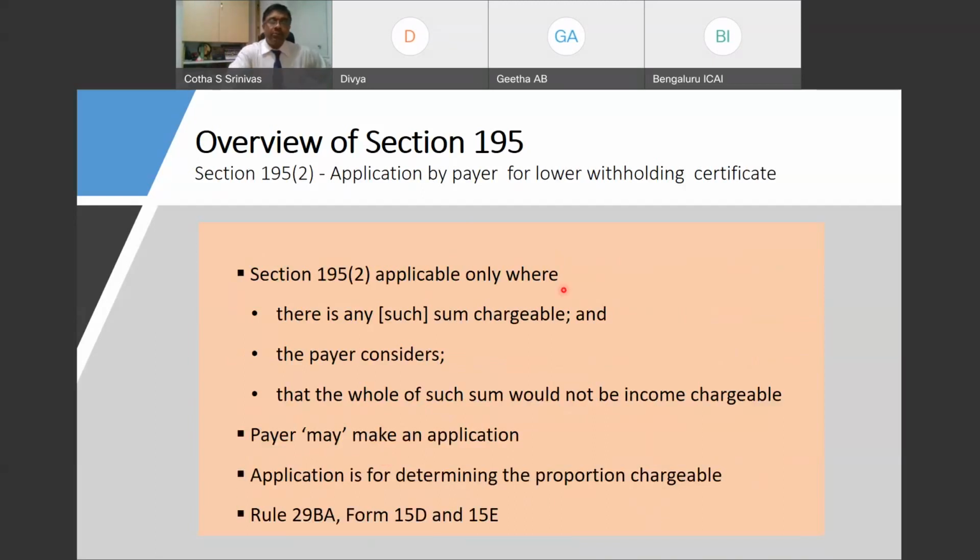Then 195(2), I already explained, is applicable only where there is any such sum chargeable and the payer considers that the whole of such sum would not be income chargeable. The example I gave was capital gains. So if the payer feels that the entire sale consideration is not income in the hands of the non-resident, then he can apply to the department and get a certificate for that particular portion of income that is subject to tax in the hands of the non-resident.